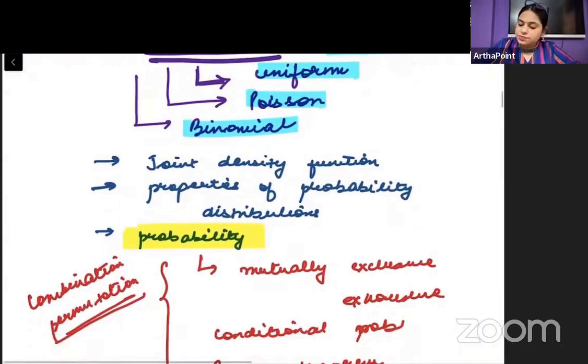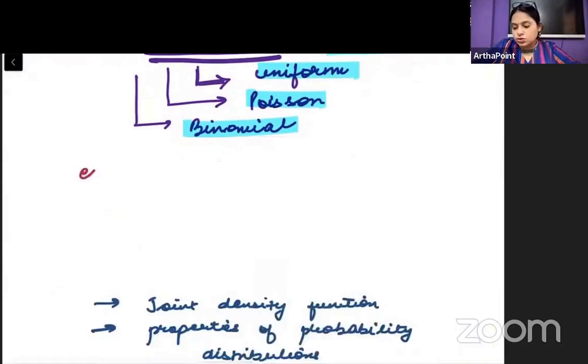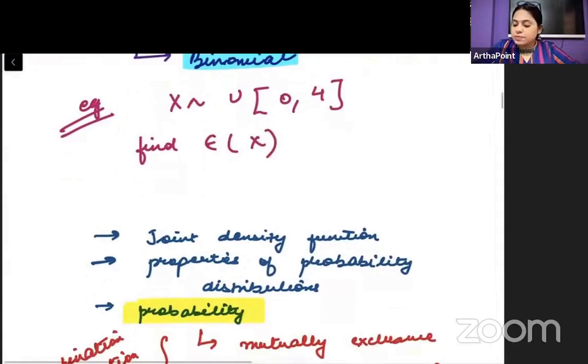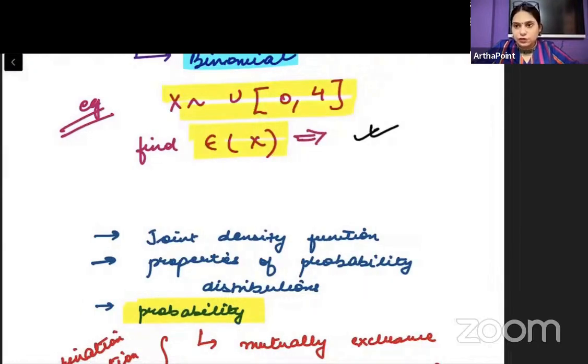So for example, let me give you a question. If I tell you that X is uniformly distributed between 0 to 4, find out the expected value of X, right? So if you simply know how to find the mean in case of uniform distribution, you will be able to solve this kind of question, right?